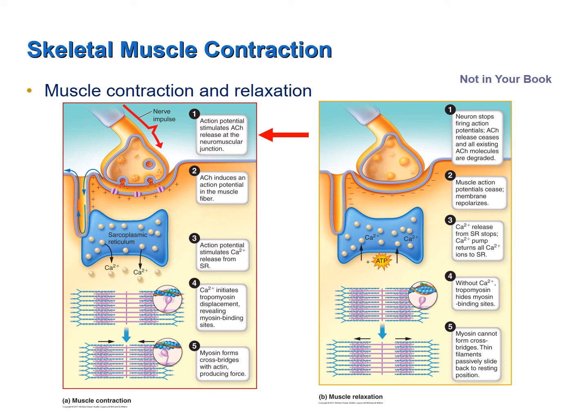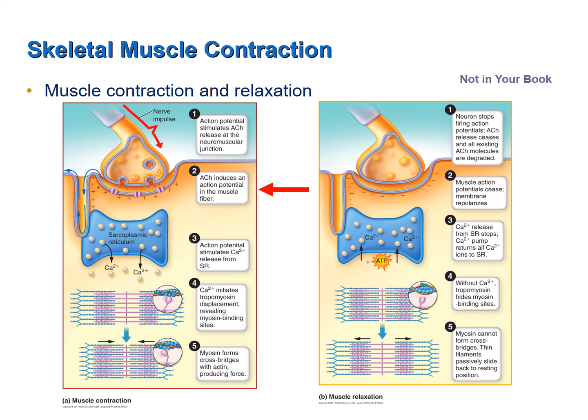So on the left, here we have an action potential traveling down an axon of a motor neuron. When that action potential enters the synaptic bulb, it causes vesicles containing acetylcholine to dump the acetylcholine into the synaptic cleft. The acetylcholine diffuses across the synaptic cleft and binds to receptors on the plasma membrane of the skeletal muscle fiber. This causes sodium channels to open and an action potential is initiated.